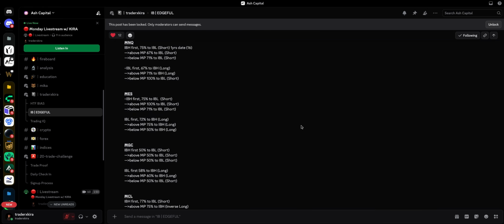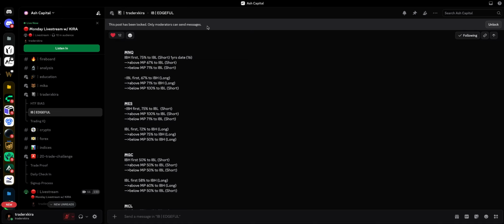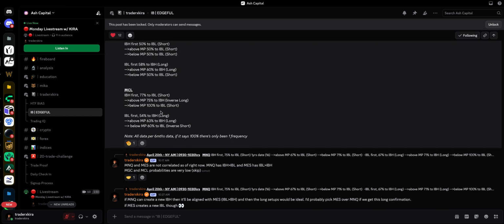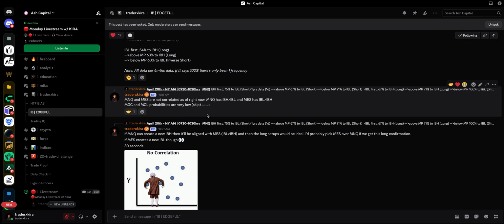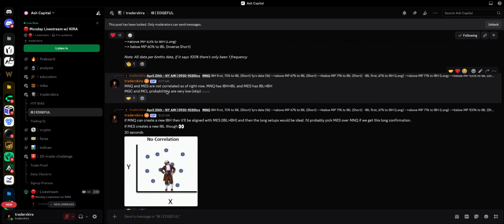And now here's the data for today. So this morning, this is what we're looking at. Now I mentioned here all data is per 6 months data. If it says 100%, there's only been one frequency. So you can see here, it's showing 100%. So when the morning started, MNQ and MES are not really correlated. MNQ was forming from an IB high to an IB low, and MES was the other way around.